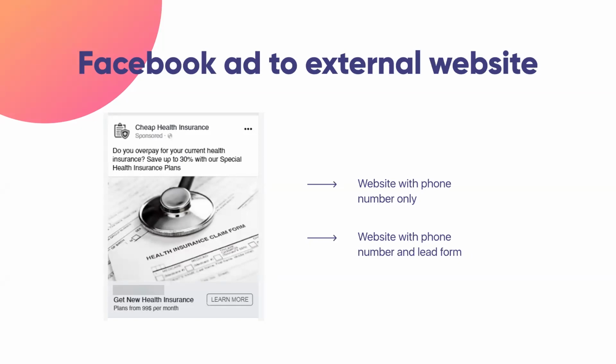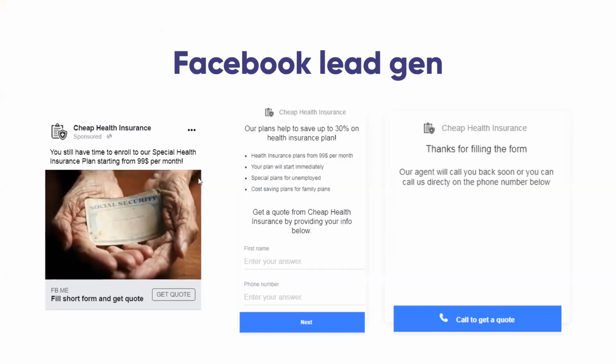So the person is able to choose which is more preferable to him. It's a pretty basic type of ad. The second thing is Facebook lead gen, when you collect leads inside Facebook. You see the example of the user flow.